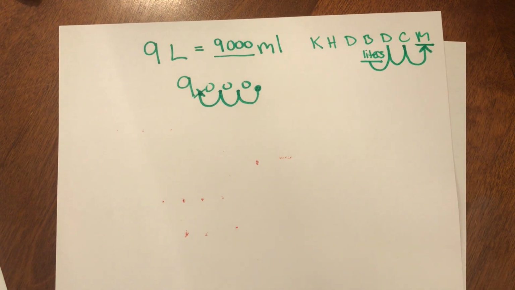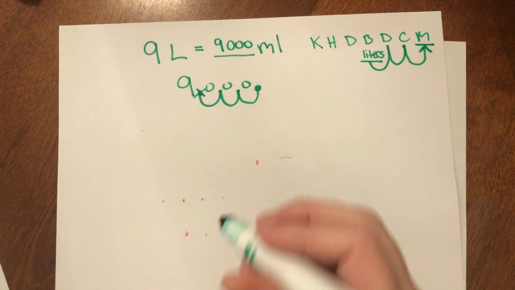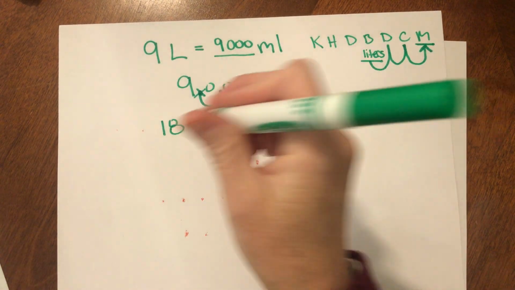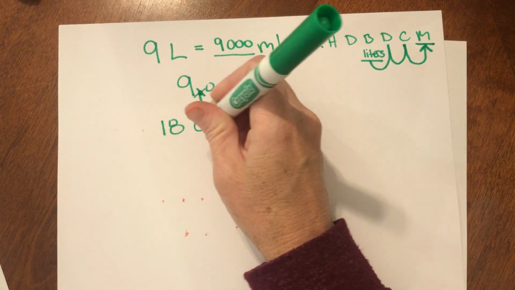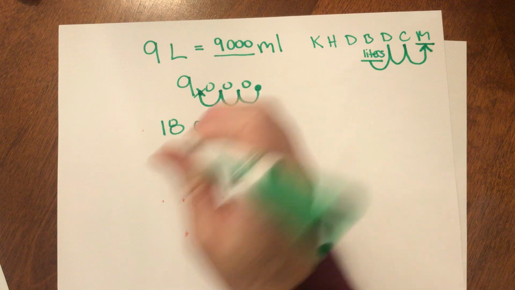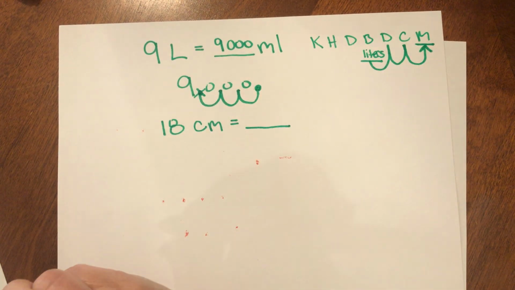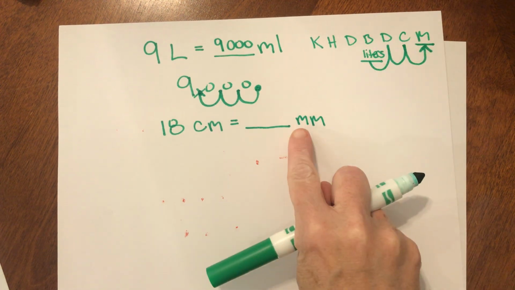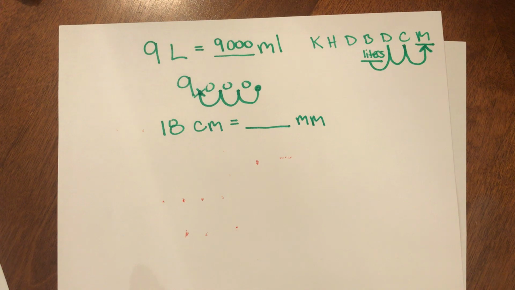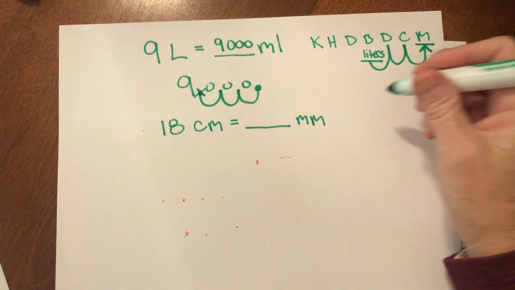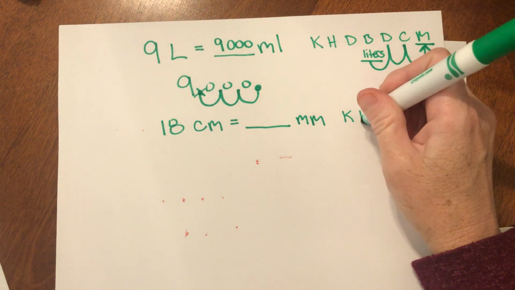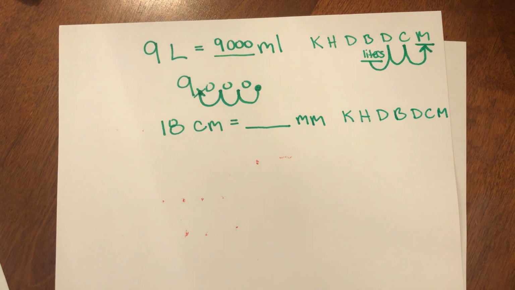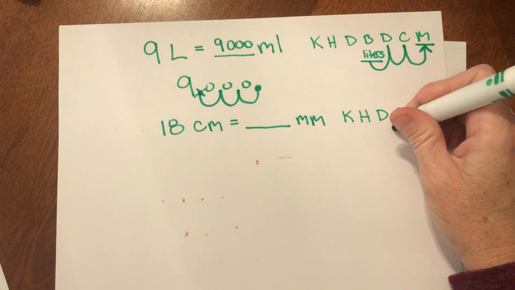Okay, this time we're going to try 18 centimeters equals how many millimeters? Millimeters. Okay. So I automatically see that I'm talking about meters, which is the metric system. So I'm going to say King Henry died by drinking chocolate milk. Okay, my base measurement is meters.